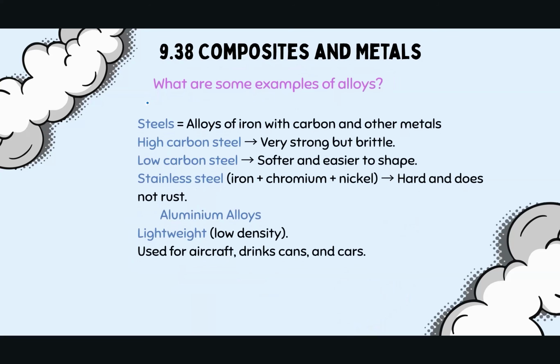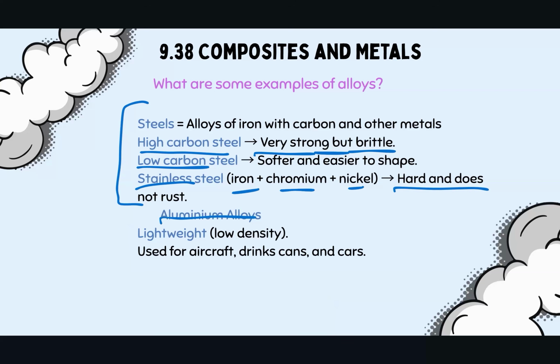So you've got examples of steels. Now steel is usually carbon and iron. When there's too much carbon, it makes it very strong, but it's brittle. When there are low amounts of carbon, it makes it softer and easy to shape. Stainless steel is made from iron, chromium, and nickel, and that's really useful because it's hard and it does not rust. Aluminium alloys are really useful in aircraft, drink cans and cars because they have low density.